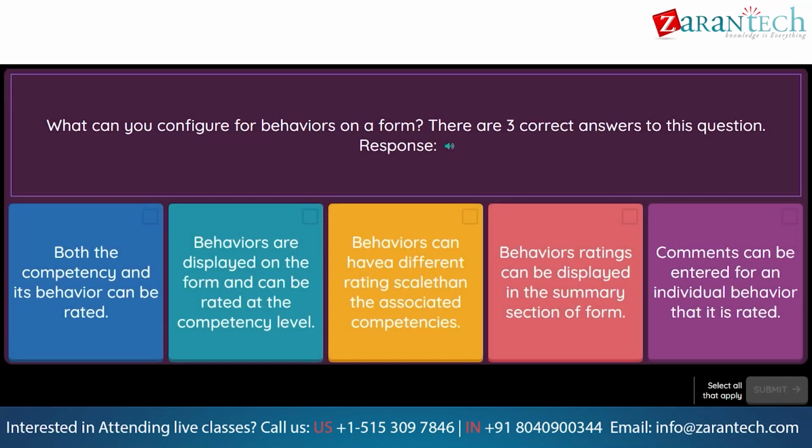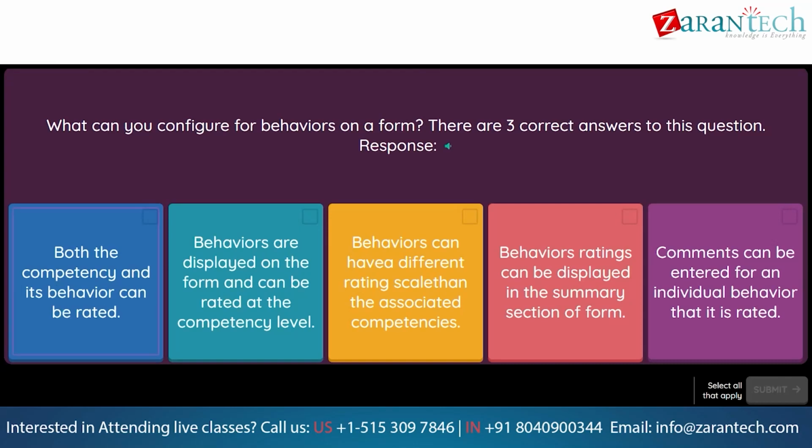Question: what can you configure for behaviors on a form? There are 3 correct answers to this question. Response: Option 1, both the competency and its behavior can be rated. Option 2, behaviors are displayed on the form and can be rated at the competency level. Option 3, behaviors can have a different rating scale than the associated competencies. Option 4, behavior ratings can be displayed in the summary section of the form. Option 5, comments can be entered for an individual behavior that is rated.